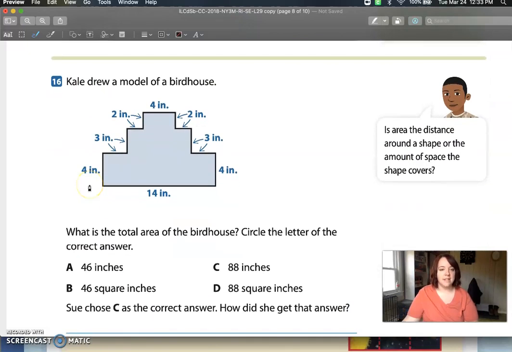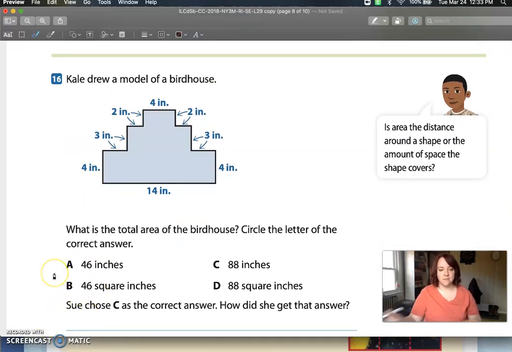All right, let's get to the multiple choice. This one might be a little trickier. So I'm going to show you on the screen with this one. Let's see. I know I have it here too. I'm going to actually do it on my paper as well as the screen. So Kale drew a model of a birdhouse. Wow, they got a lot going on here, huh?